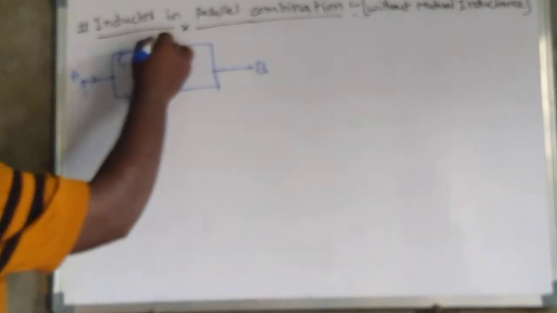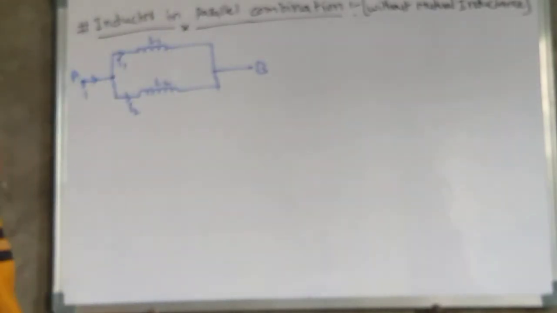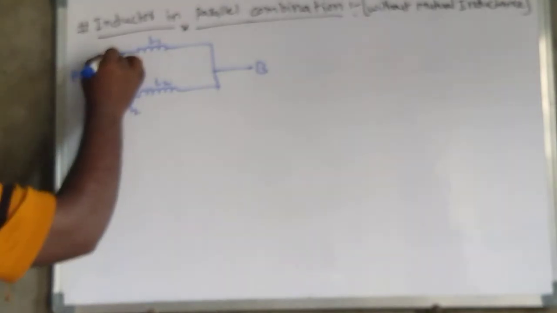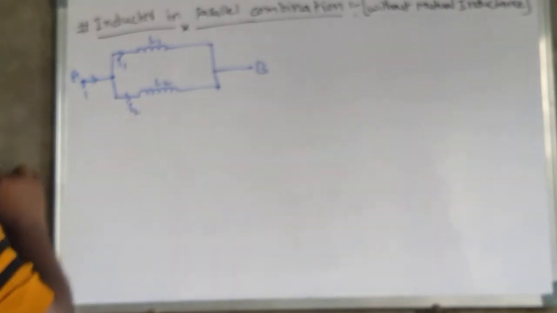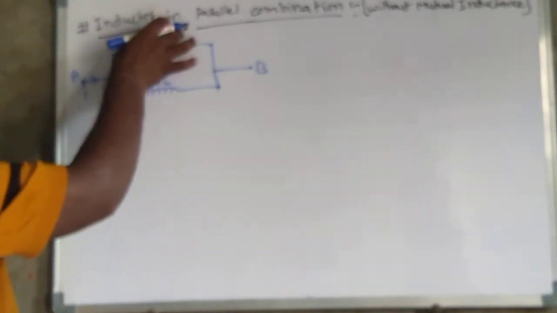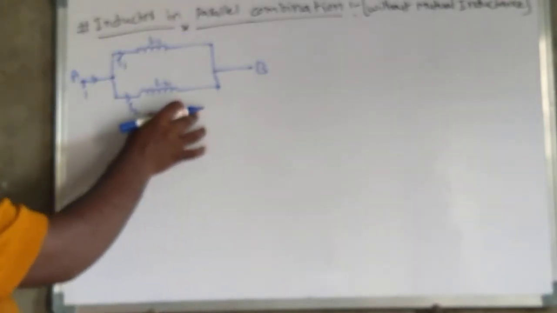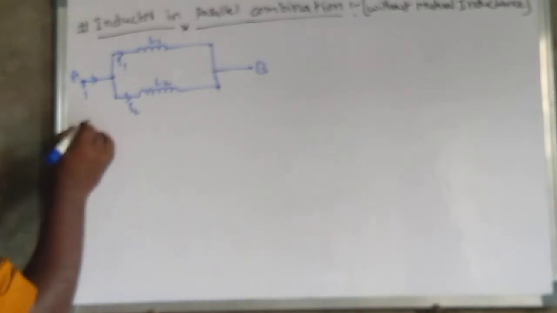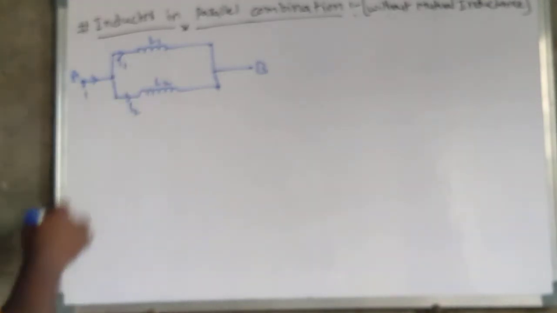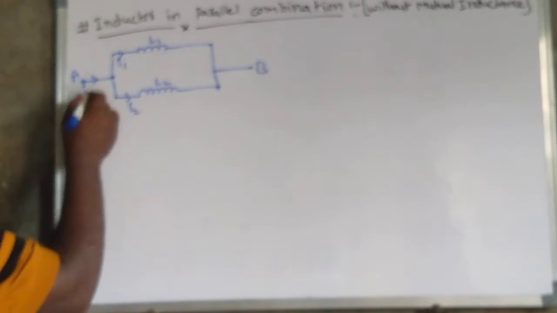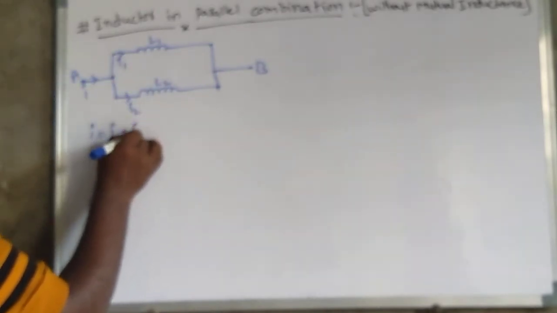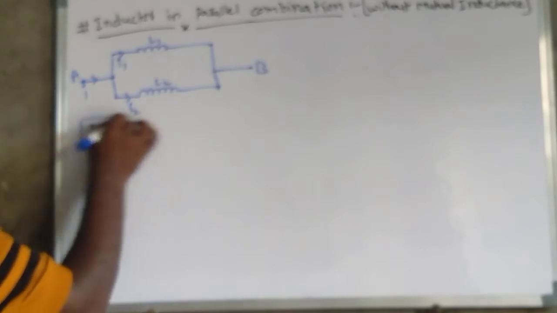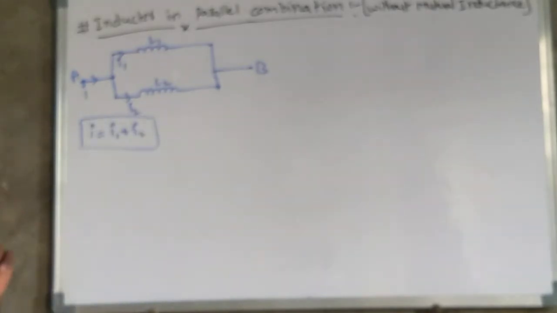Here they both share point A and point B, so the EMF across one should be equal to the EMF across the other. According to Kirchhoff's current rule, the current entering the junction should be equal to the current leaving the junction: I equals I1 plus I2.